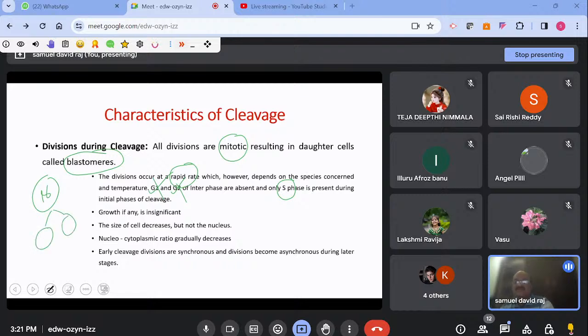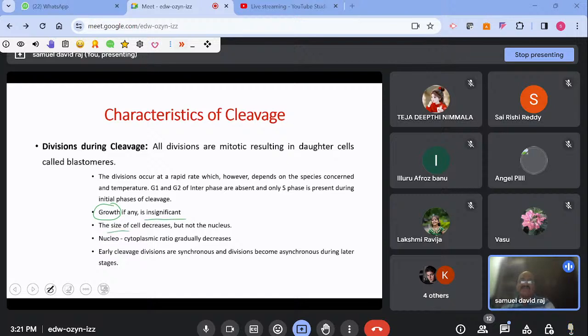It divides to form two cells which are having 46 each. That means without DNA duplication, 46 pairs of chromatids, if not are formed, the daughter cells cannot have an equal number of chromosomes. So S phase is present, G1 and G2 only are absent. Because G1 and G2 are absent, the rate of division is said to be at a rapid rate. If at all we say there is any growth during the cleavage process, scientists say this is insignificant.